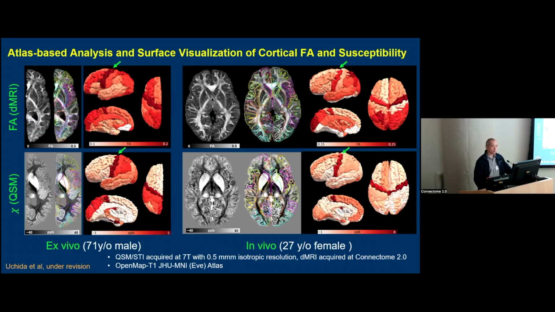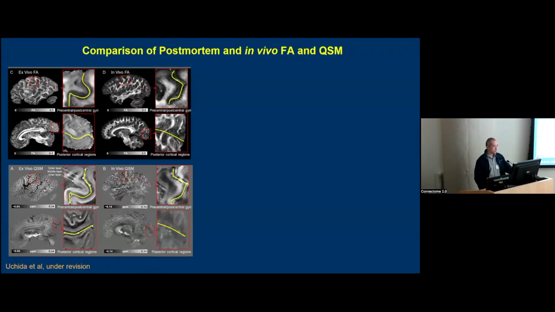For example, in the precentral areas, we see both elevated FA and susceptibility, indicating a highly organized microstructure and also iron content. But this is slightly different when we look at the cingulate cortex, which shows high FA but lower susceptibility. We also assessed the visibility of some cortical lamina structures, especially around the pre- and post-central regions, and also in the posterior visual areas.